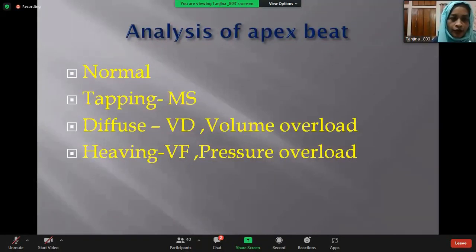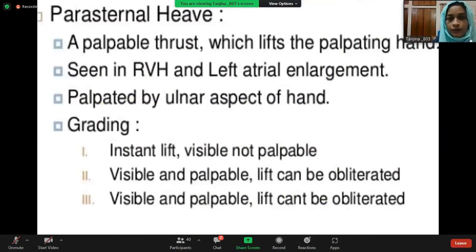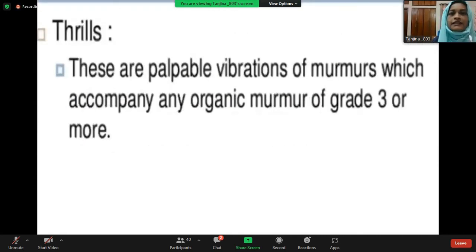Is it normal, tapping, diffuse, or heaving? In mitral stenosis, the apex beat is tapping. In ventricular dilatation and volume overload, a diffuse apex beat can be found, and in ventricular failure and pressure overload, a heaving apex beat can be found. Parasternal heave is a palpable thrust which lifts the palpating hand. You see it in right ventricular hypertrophy or left atrial enlargement, and there is also palpable vibration of murmurs above grade 3.